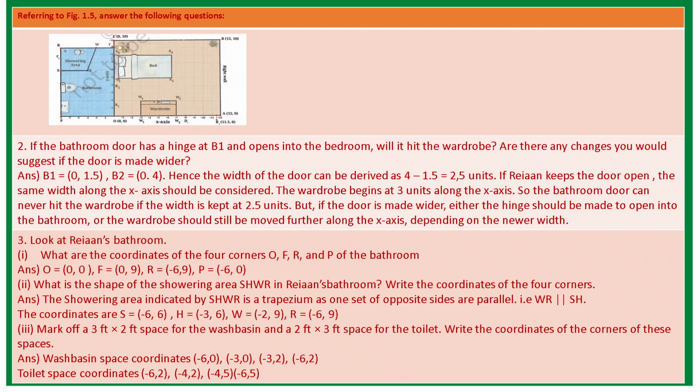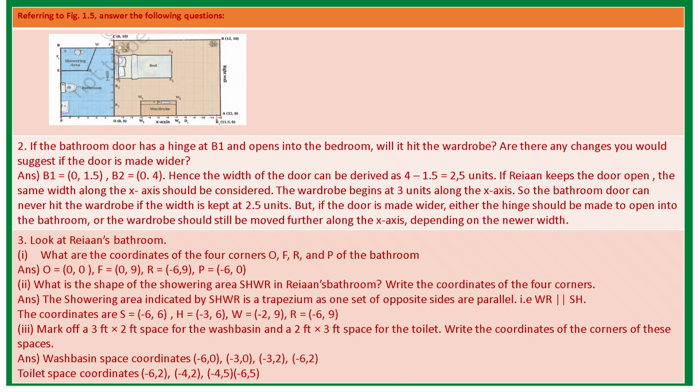The wardrobe begins at 3 units along the x-axis. So, the bathroom door can never hit the wardrobe if the width is kept at 2.5 units, but if the door is made wider, either the hinge should be made to open into the bathroom or the wardrobe should be moved further along the x-axis depending on the newer width.